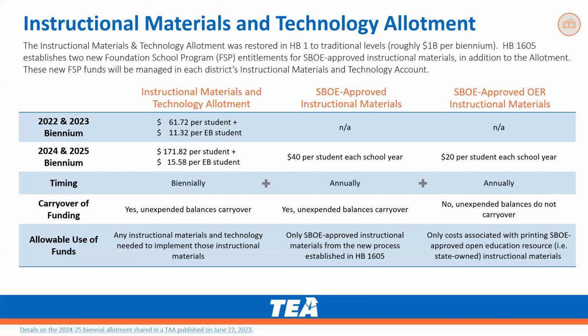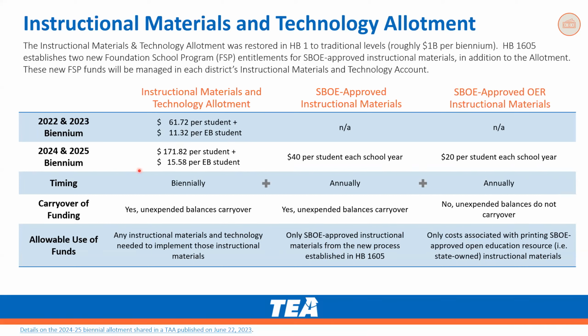On top of that returned funding, the bill establishes two new Foundation School Program entitlements for use with these newly approved instructional materials. And I'll go over that here in this chart. You'll notice in the top column, pulling up my laser pointer here, we have that lower biennial allotment from 2 years ago, and then the most recent biennial allotment that was returned to historic levels here.